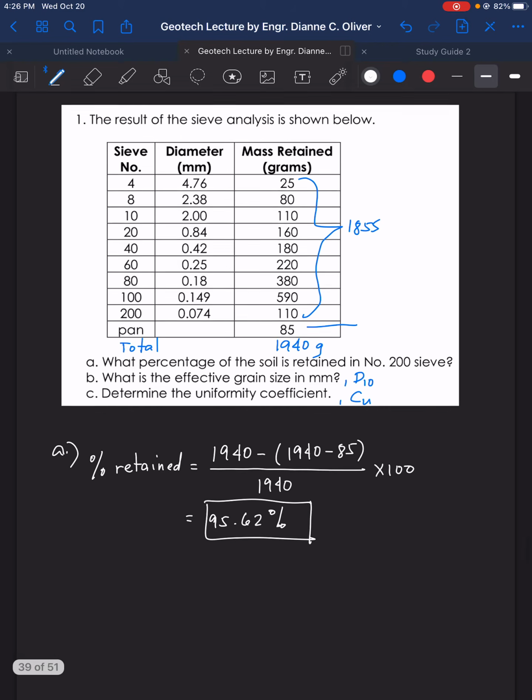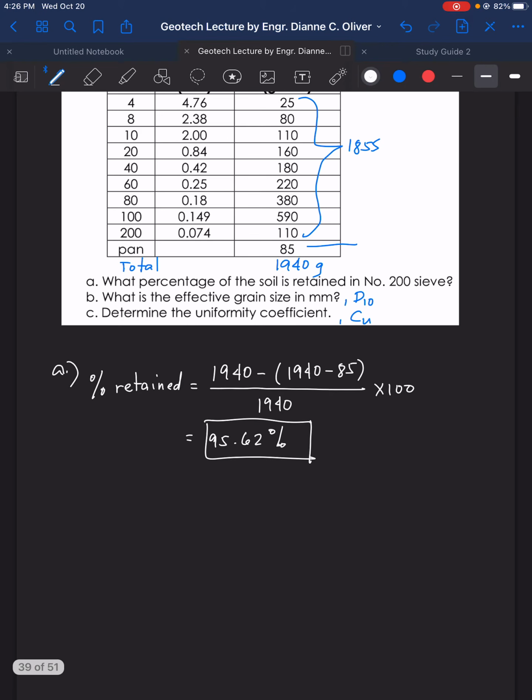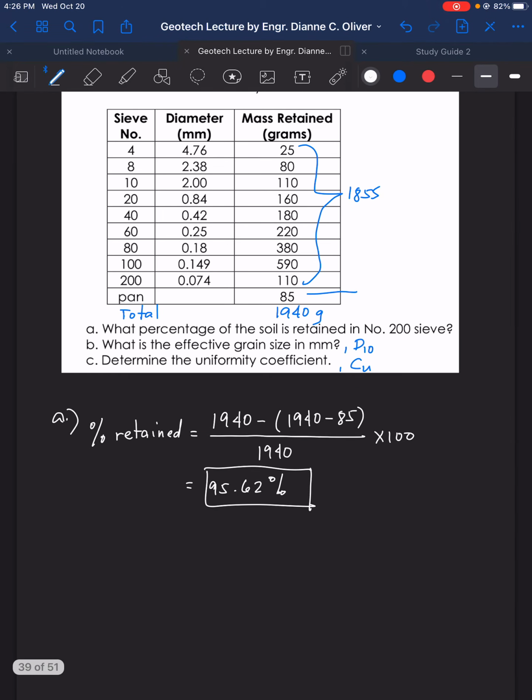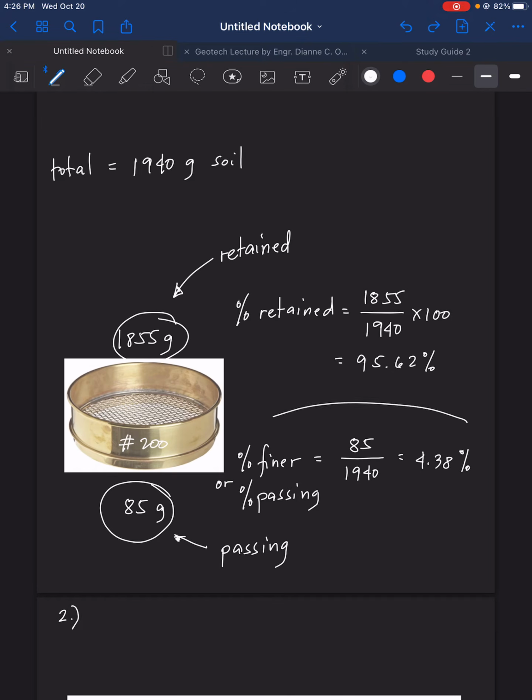Okay, let's go to B. What is the effective grain size in mm? So, how do we determine the effective grain size? Let's find the percent finer, D10. Again, what is percent finer? It is the one that is passing the sieve.